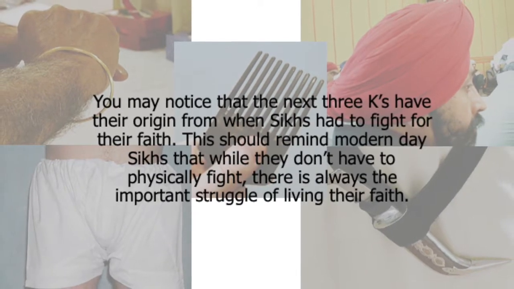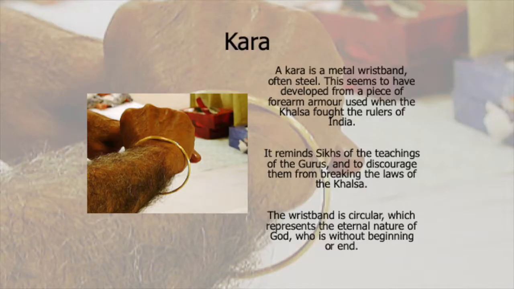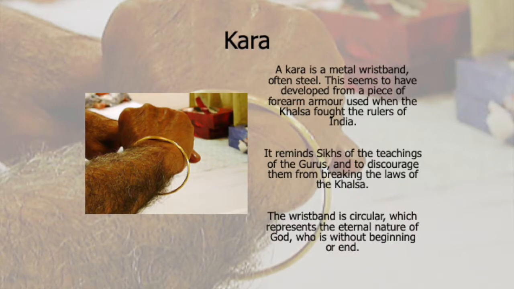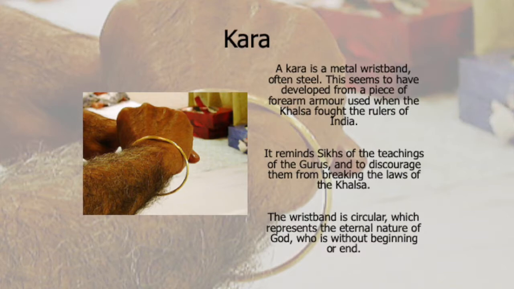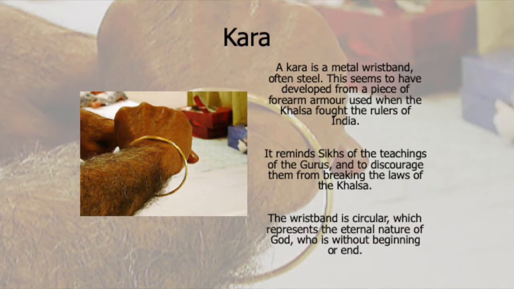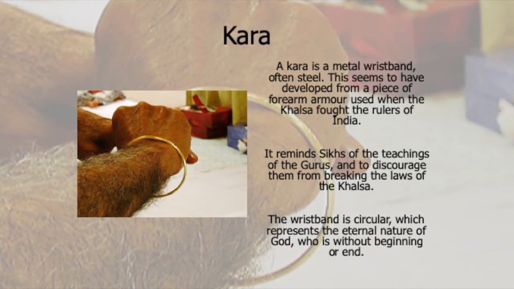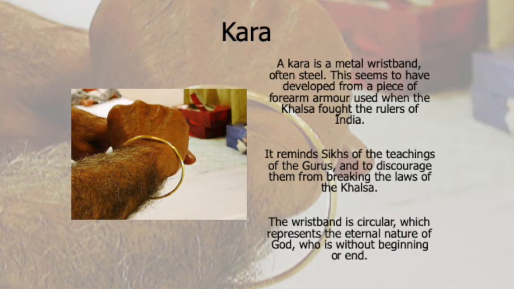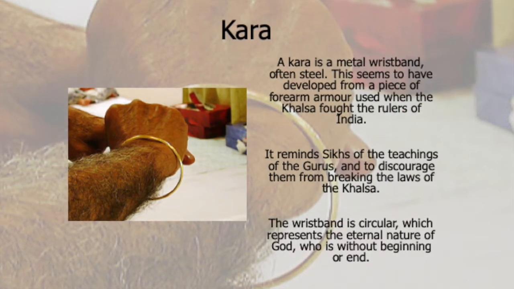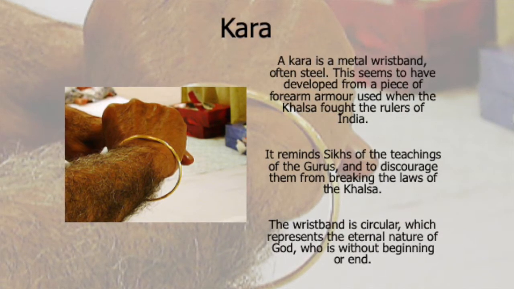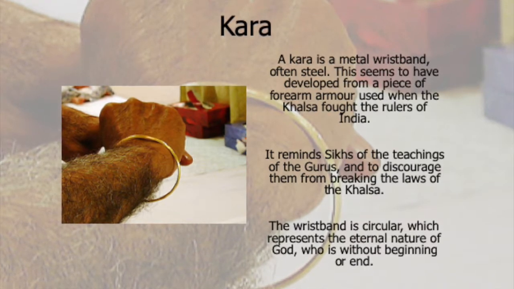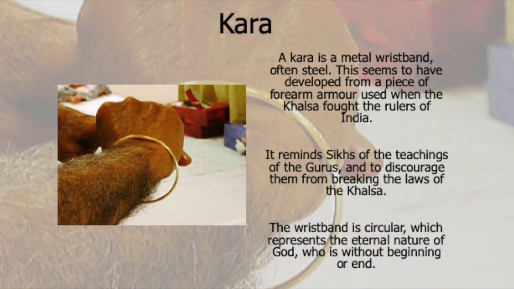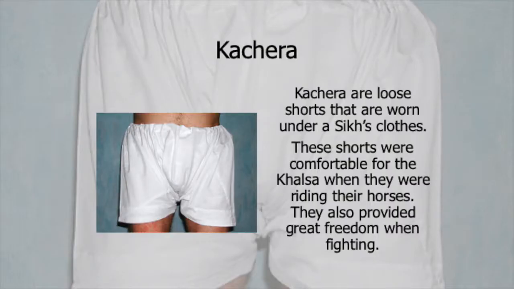Okay, so the kara is the metal wristband, or the bangle. It reminds Sikhs of the teachings of the Gurus and discourages them from breaking the laws of the Gurus. So Sikhs have had to fight for their faith in the past, and this would originally have been the length of the forearm, because it's on the right hand, which is their sword arm, and so it would have protected them. And so it reminds them of their responsibility to fight for their faith and to fight to protect others. But it also reminds them of God, because it is a single eternal nature of things.